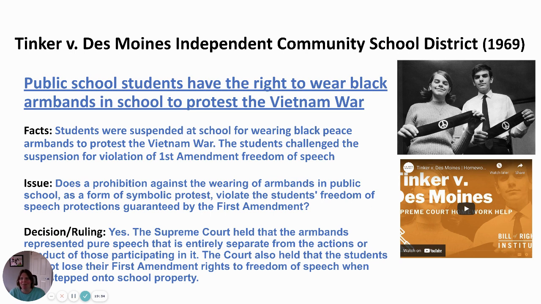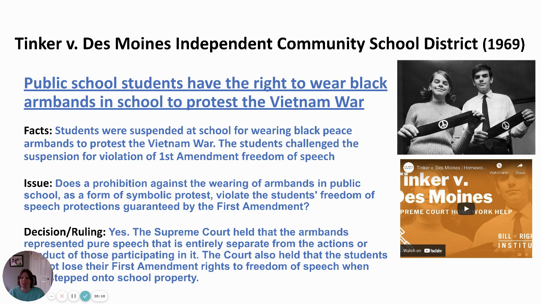But basically, the ruling on this was that public school students have the right to wear black armbands in school to protest the Vietnam War. So the facts around this case are that you had some students, the Tinkers and a friend of theirs, who were suspended at school for wearing black armbands that had the peace symbol on it. And they were wearing it to protest the Vietnam War. You can see the Tinker kids right there. Now the students were suspended. They could have accepted their suspension and served their time and then gone back to school, but they decided to challenge the ruling. They challenged the suspension for violation of the First Amendment freedom of speech.